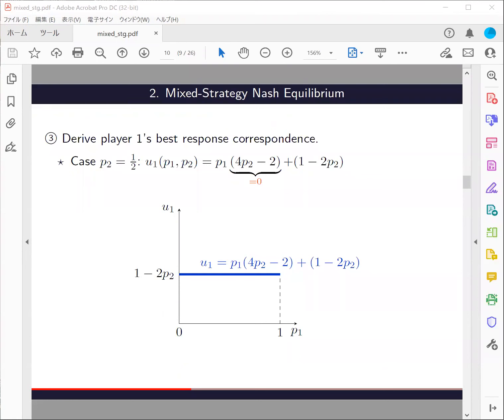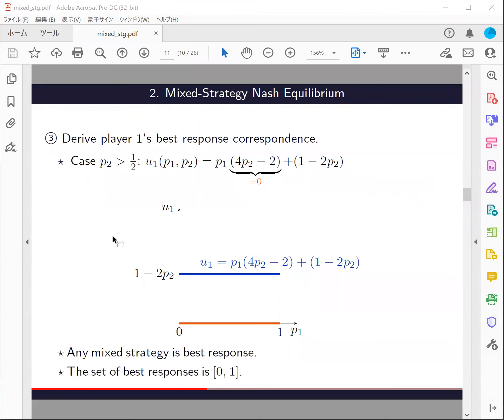Now, consider the case in which the coefficient on P1 is exactly equal to 0, such that P2 is exactly equal to 1/2. In this case, it does not matter what the value of P1 is, since the expected payoff of player 1 does not change by altering P1. Any mixed strategy is a best response for player 1 when P2 is exactly equal to 1/2.